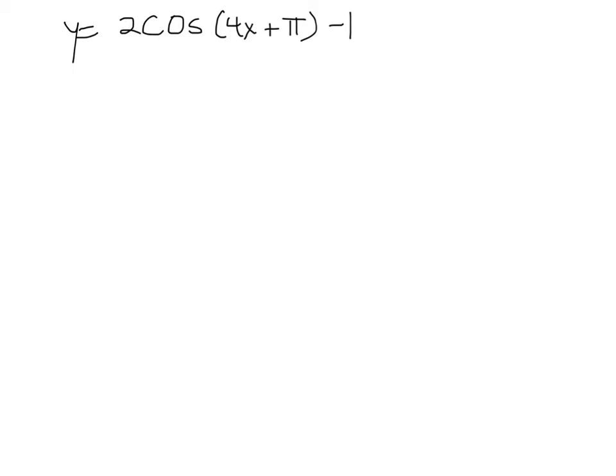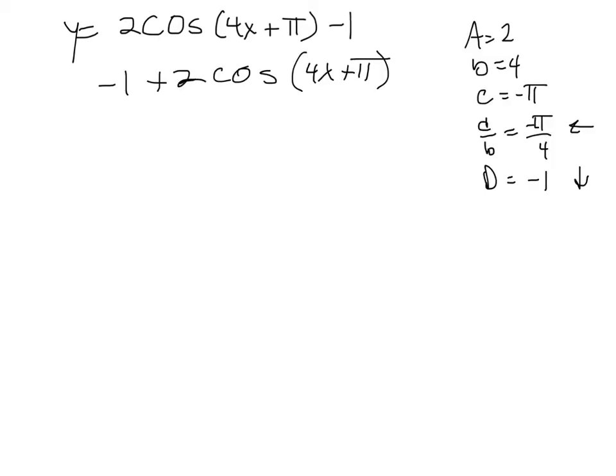We have 2 cosine of 4x plus pi, all minus 1. And just so you know, our graph could be read either way. I don't know if that came through on the last one. I had an issue with the recording button here.